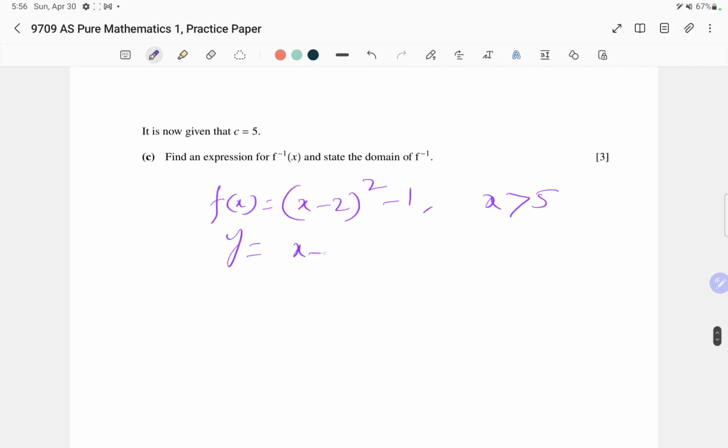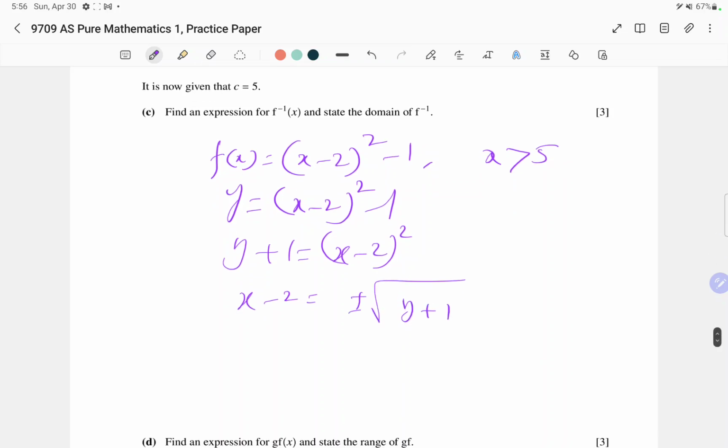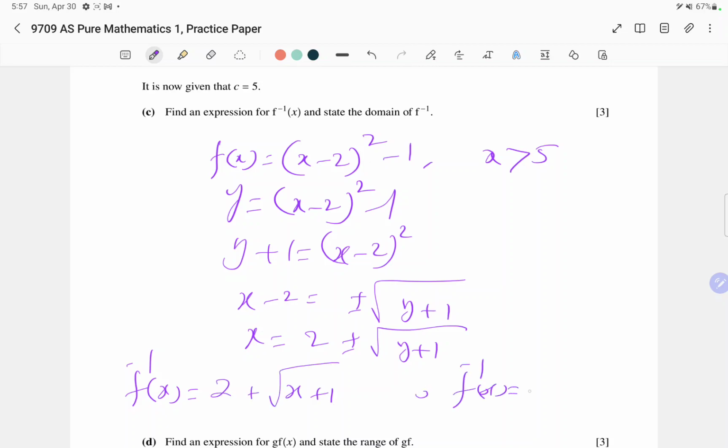Okay, then y is (x minus 2) whole square minus 1. Then y plus 1 is (x minus 2) whole square. Then x minus 2 is plus minus root of y plus 1. Then x is equal to 2 plus minus root of y plus 1. Then here f inverse x is 2 plus root of x plus 1, or f inverse x is 2 minus root of x plus 1. But one of these we have to accept.